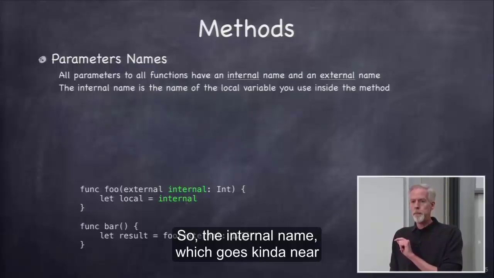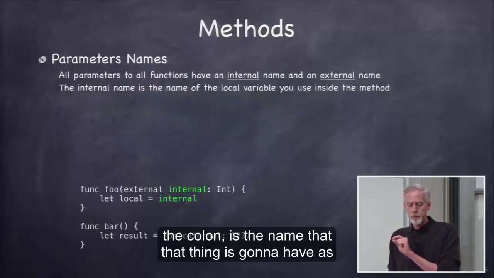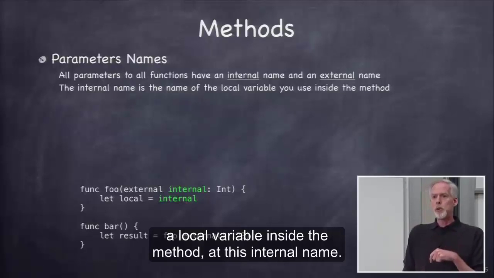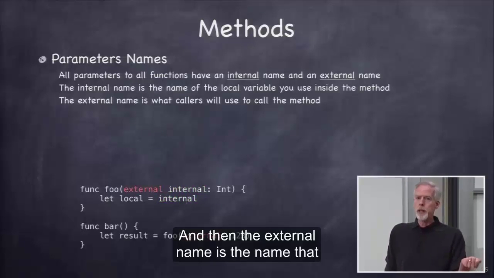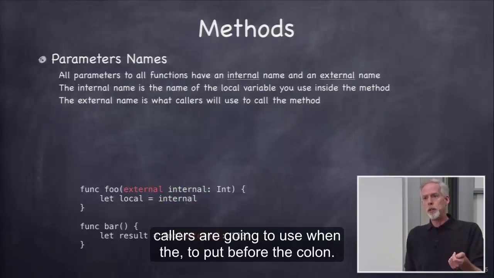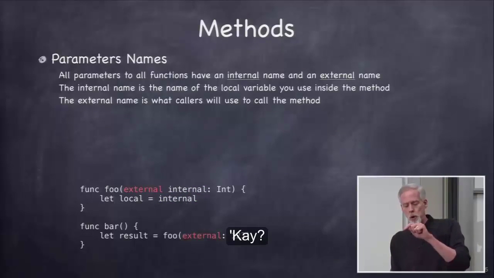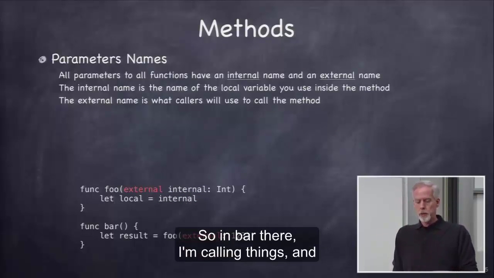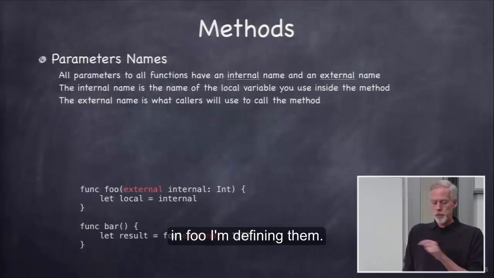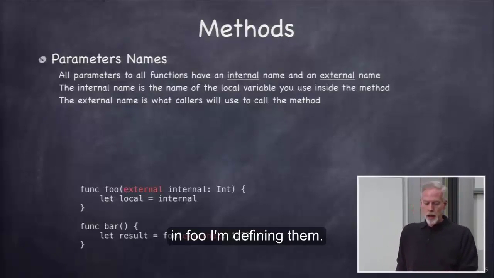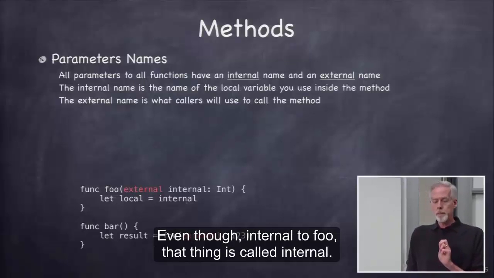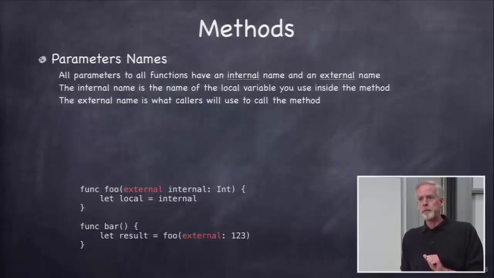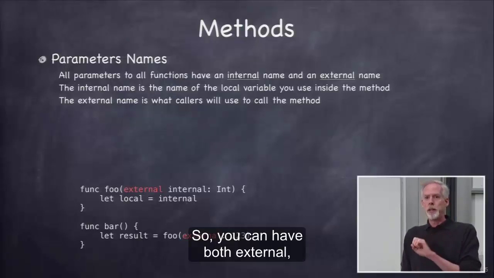The internal name, which goes near the colon, is the name that thing is going to have as a local variable inside the method. That's its internal name. And then the external name is the name that callers are going to put before the colon when they call the thing. So in bar there, I'm calling things, and in foo, I'm defining them. You see that here I call foo with external colon 123, even though internal to foo, that thing is called internal. So you can have both external and internal names.